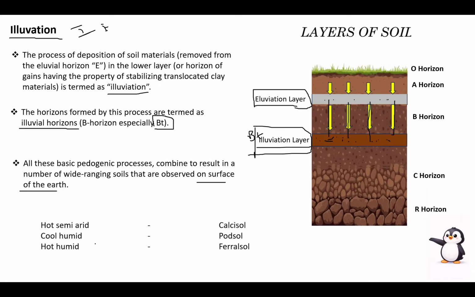Due to all these different pedogenic processes, as I told here, we find different types of soils. In hot semi-arid regions, we can see calcisols. In cool humid zones, we can see podzols, and in hot humid regions we can see ferrasols. These are pedological terminologies that we will discuss in our further coming pedological classes. So this is illuviation, a fundamental pedogenic process.